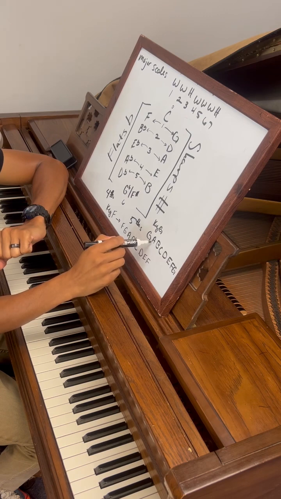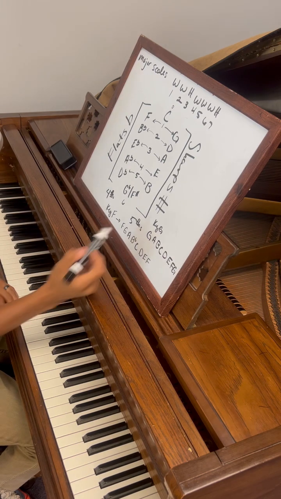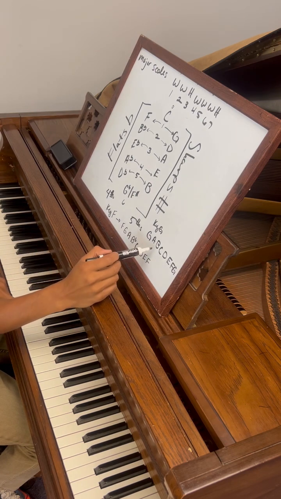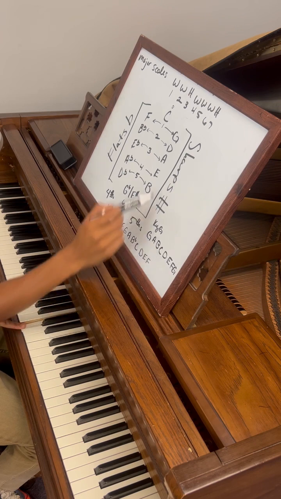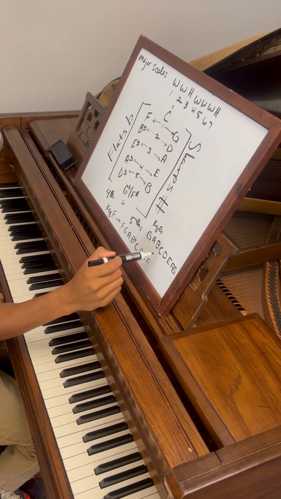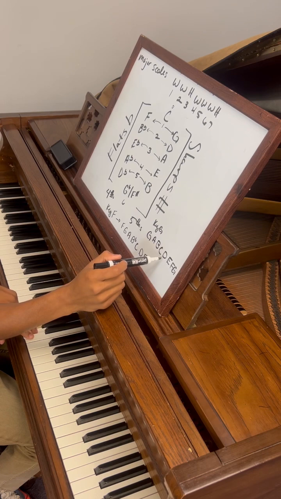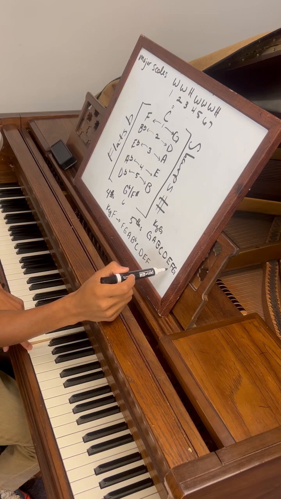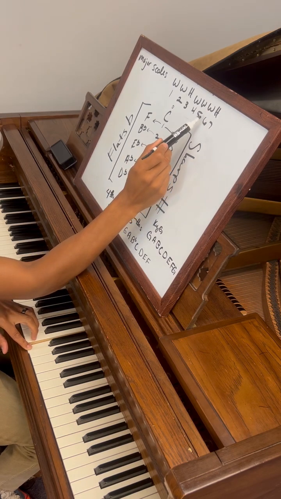G to A is a whole step. A to B is a whole step. So I'm going to include playing it so that you can hear. G to A is a whole step. A to B is a whole step. B to C is a half step, which fits our formula. C to D is a whole step. D to E is a whole step. E to F doesn't quite sound right. That's a half step. Something's wrong. Our formula says that we needed a whole step right there.